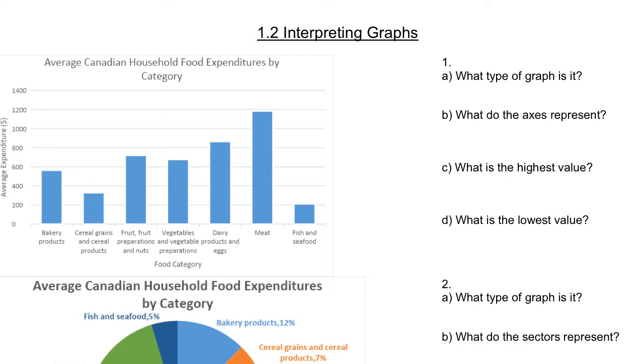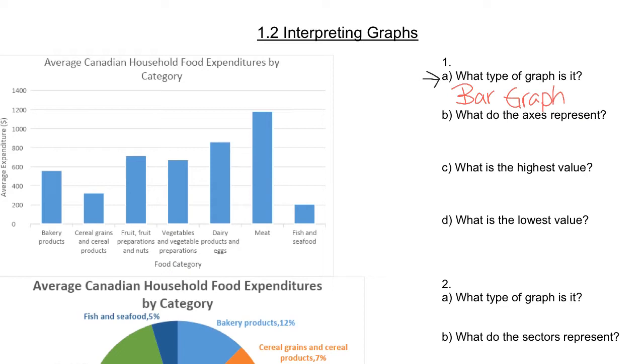Let's take a look at this first one here, and we're answering the question, what type of graph is it? So I see the bars, so I'm thinking either a bar graph or a histogram. Now remember that a histogram has its bars side by side, right next to each other. So this one is a bar graph. So we'll fill this in. And then we're going to take a look at what the axes represent.